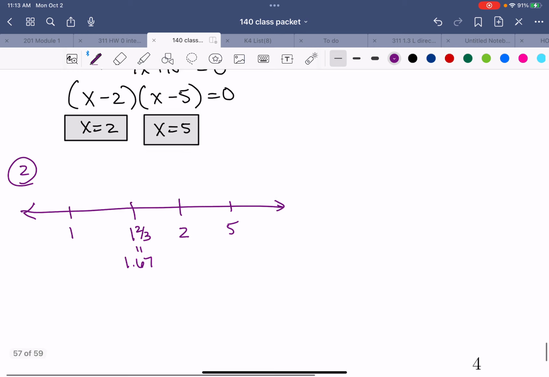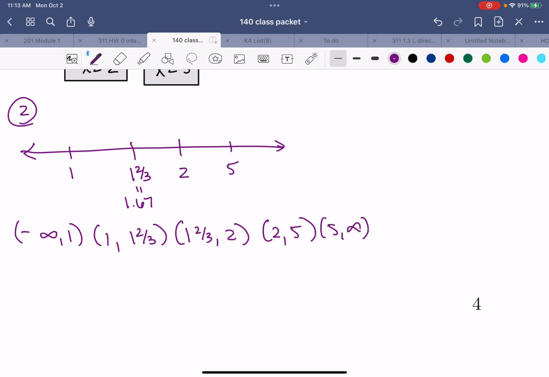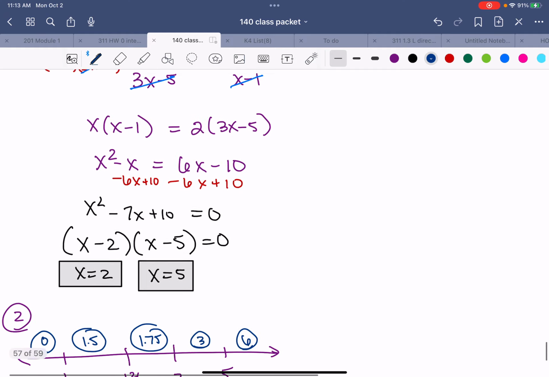All right, so let's create our intervals. So we have -infinity to 1, 1 to 1 and 2/3, 1 and 2/3 to 2, and 2 to 5, and 5 to infinity. So many intervals to check. All right, so let's choose a number. 0 will work over here. I'm going to go 1.5 in the middle. I'm going to go 1.75 over here, 3 and 6. I've got to plug all 5 of those into the original inequality.